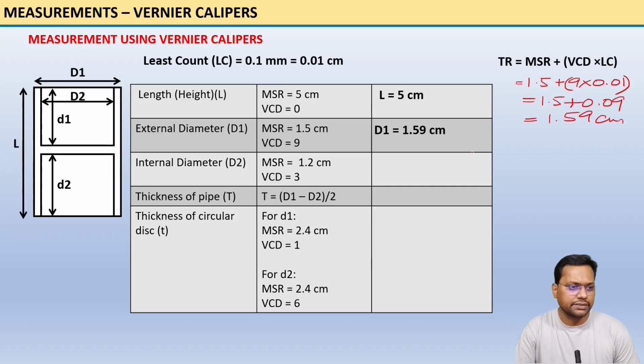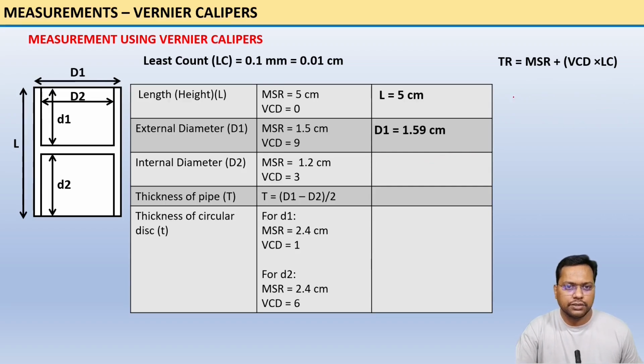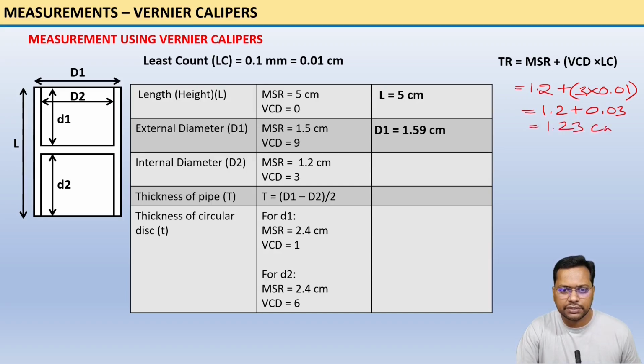1.59 centimeters. Next, we go for the internal diameter. To find the internal diameter, we write down the main scale reading, that is 1.2, plus VCD, that is 3, into the least count 0.01. Therefore, it will be 1.2 plus 0.03, that is equal to 1.23 centimeters. So the internal diameter is 1.23 centimeters.